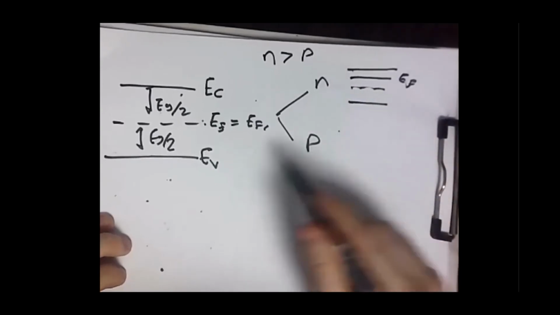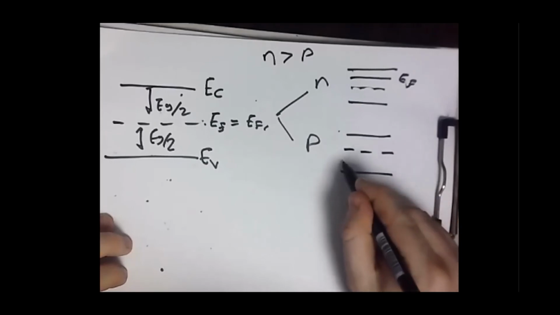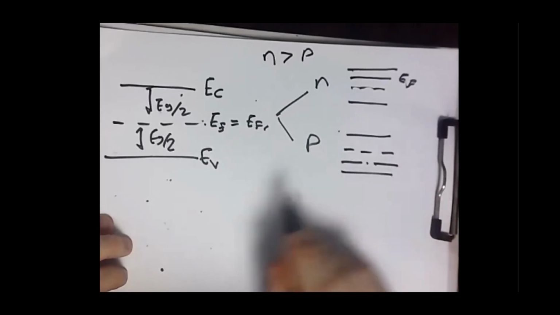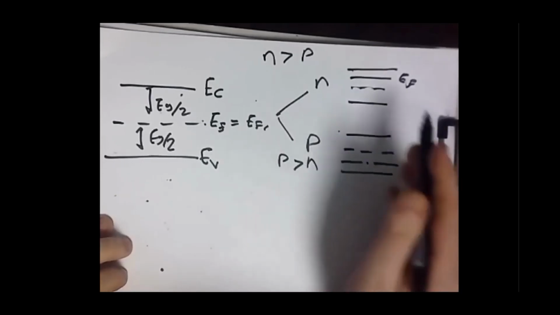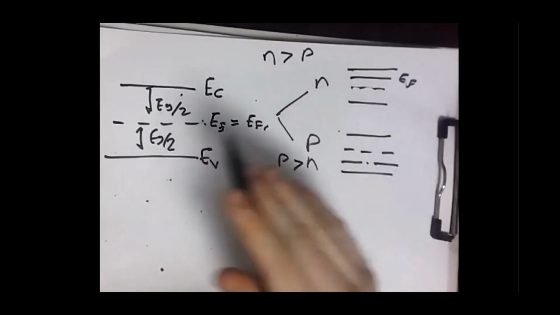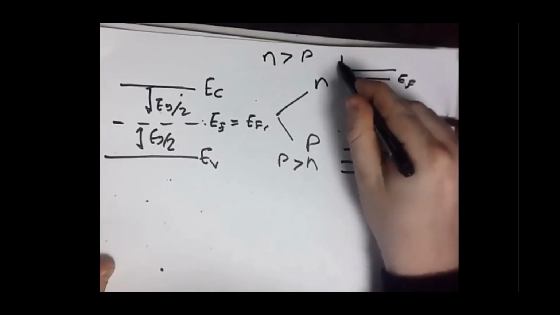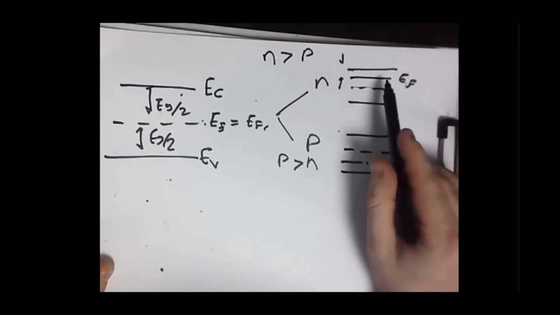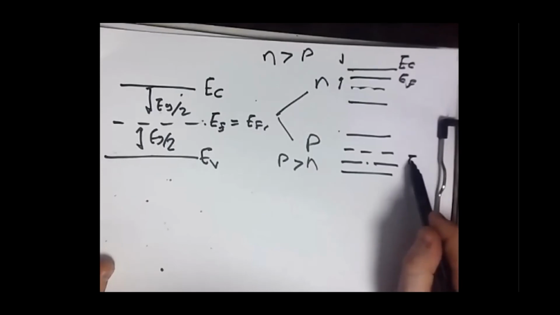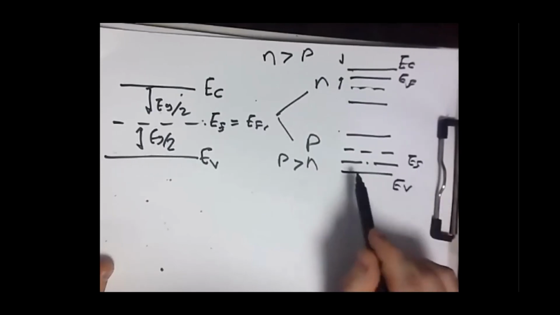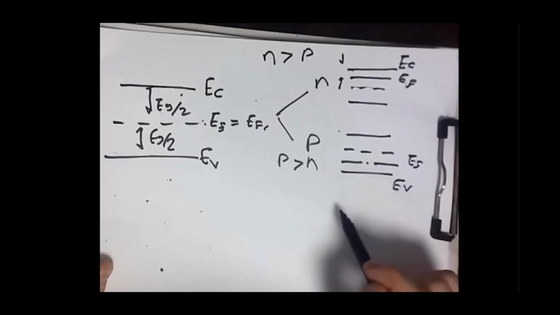Then, of course, inversely, you can say it for the P type. So this is the intrinsic Fermi level, and this is the Fermi level after the P doping. Here p is greater than n. Now this is the general formula. As you know, the distance between the Fermi level and the conduction band, or between the Fermi level and the valence band, is proportional to the doping.